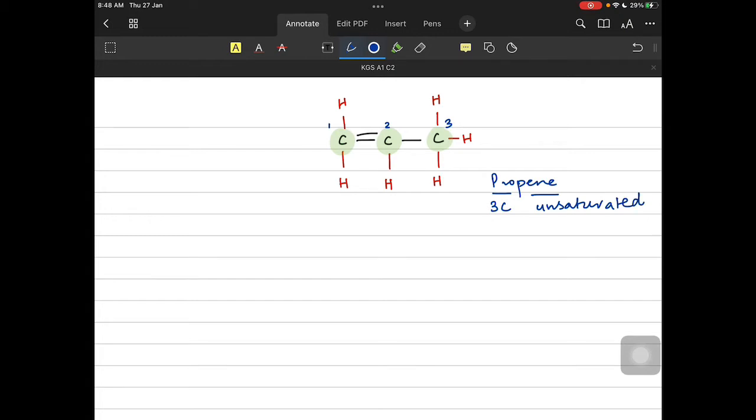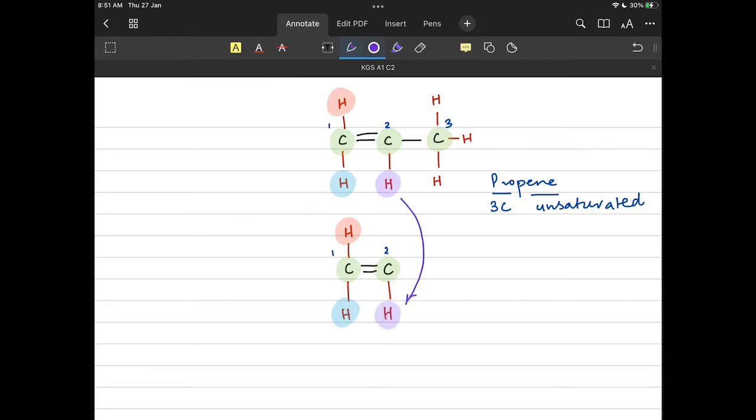Now in order to make this molecule simpler, I have to do some changes. I want to make the polymer, but before making the polymer, we will make it simpler. So I'm drawing the carbon-carbon double bond. I can see carbon 1 has a hydrogen on top of it, so I drew that. Carbon 1 has a hydrogen at the bottom of it, so I replicated that.